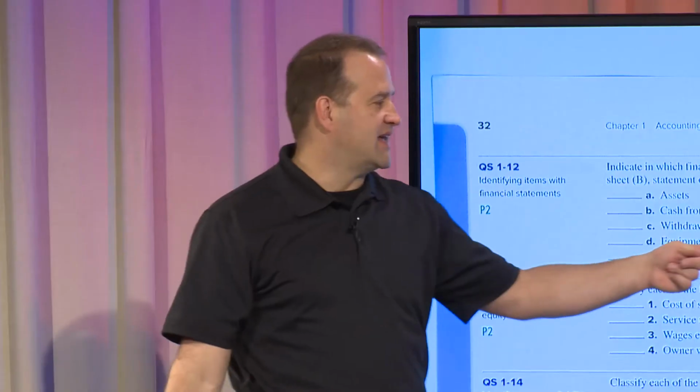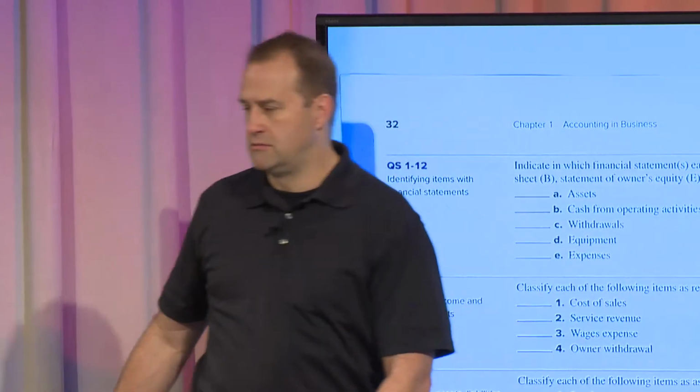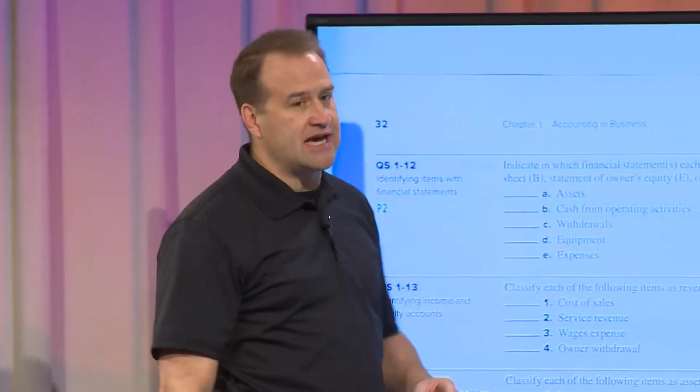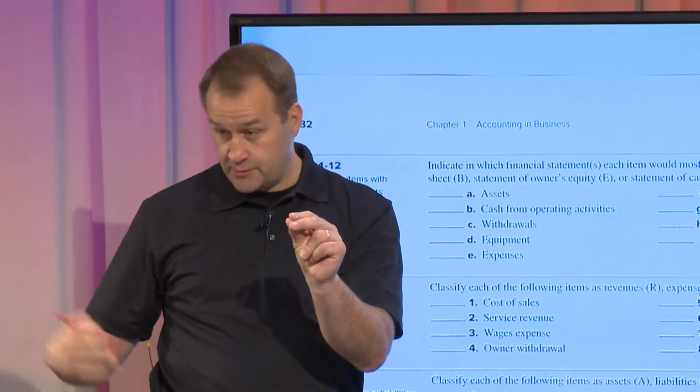What if I would have had one that said ending balance of capital? What's the answer? Equity. That'd be a trick question. Ending balance of capital is actually on the statement of equity. So it would be statement of equity, but then it flows over to the balance sheet. So it's also balance sheet. So it'd be statement of equity and balance sheet. Make sense? You with me? Okay, questions on that? All right.